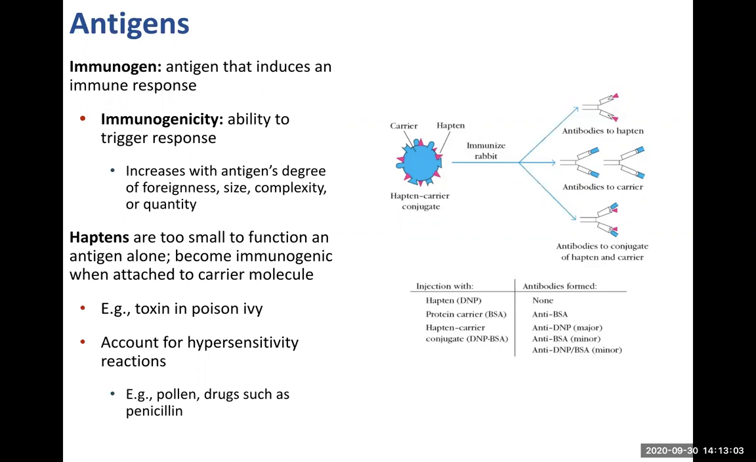So then this word hapten. Haptens are really important when we start talking about hypersensitivities. Haptens are very, very tiny antigens that are very small, but very foreign. By themselves, they are too small to elicit an immune response.